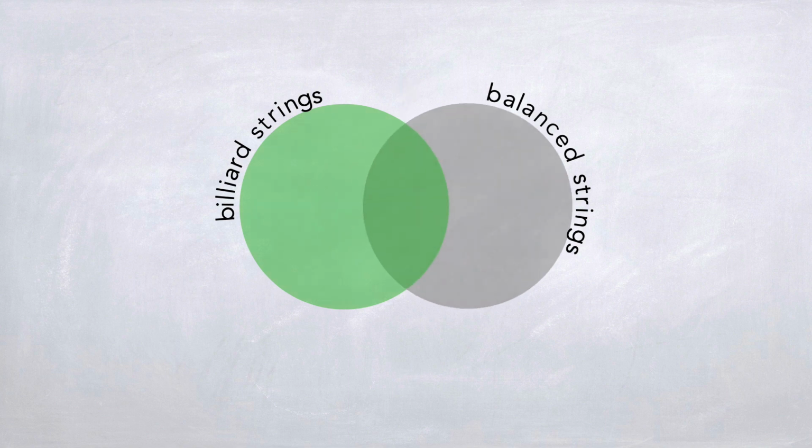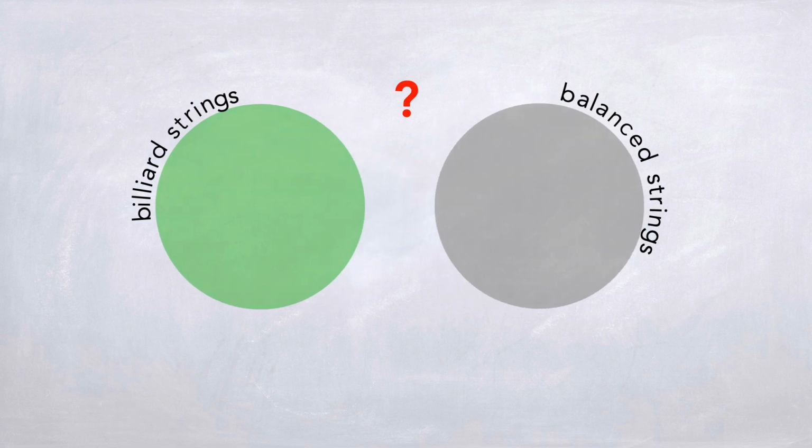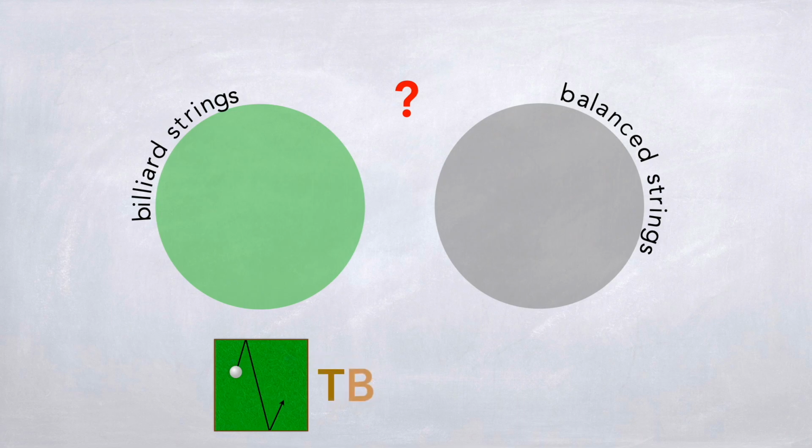You might wonder whether there's any overlap at all between these two categories. A simple example of a ball hitting the top and then the bottom actually answers this. Its original string is TB, and under our substitution, both of those letters become 1s. The string 1, 1 is definitely balanced, so there is indeed some overlap between these two categories.